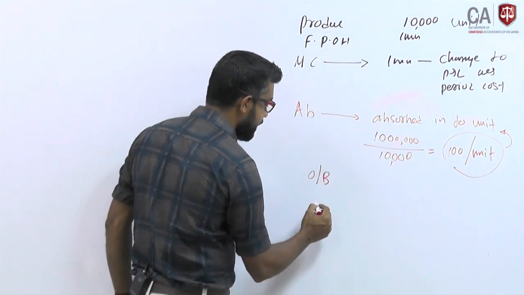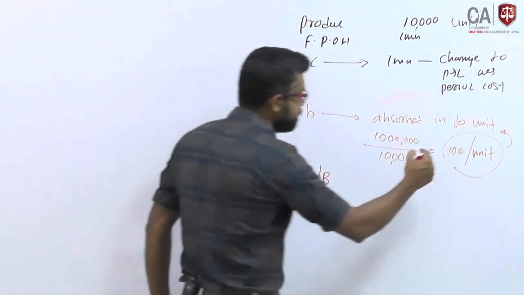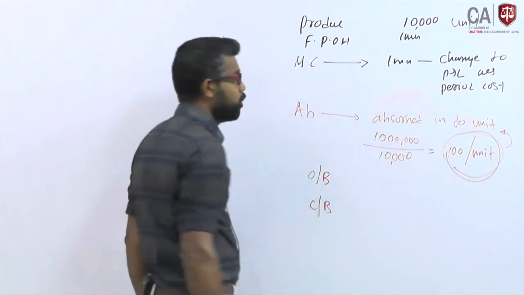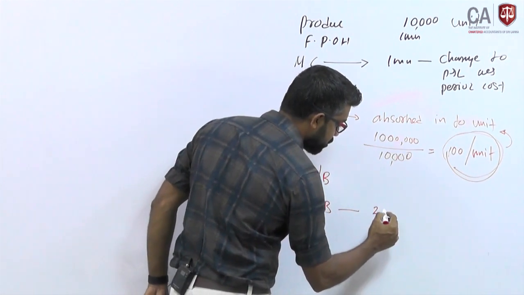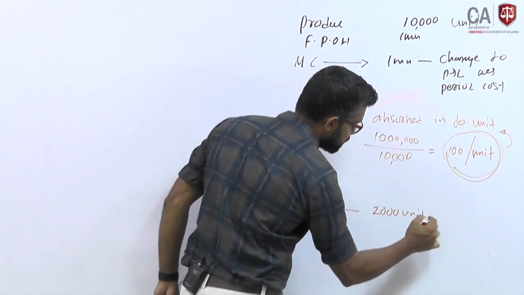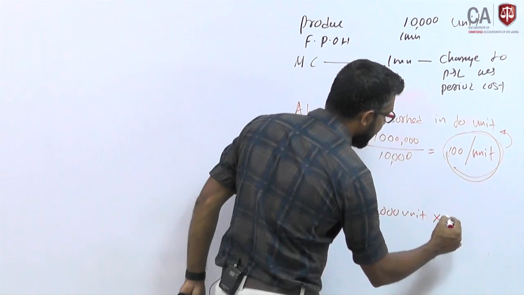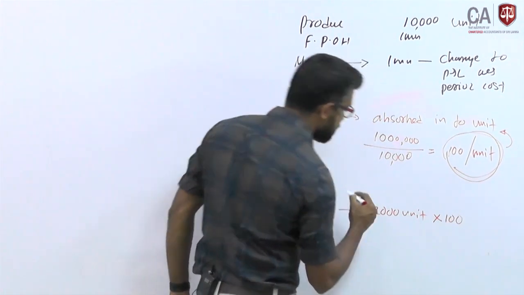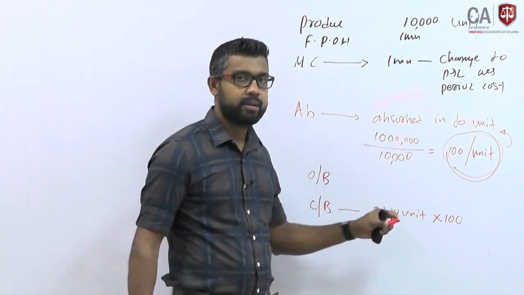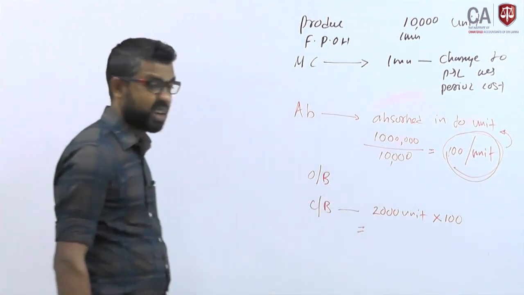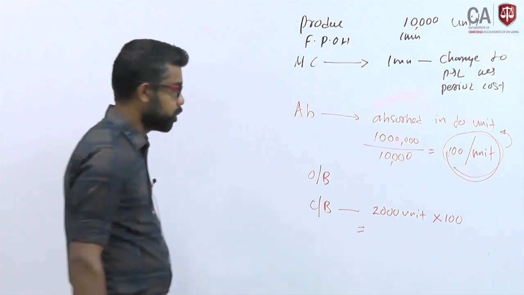So, when you absorb, at the end of the period, you may have opening inventory, opening balance and the closing balance. When you absorb this 100 into unit of output, in closing balance, let us say you have 2000 units. In these 2000 units, you have 100 fixed production overhead cost. Why? Because total fixed production overhead cost is 1 million, you have produced 10,000 units, so per unit fixed production overhead cost is 100.